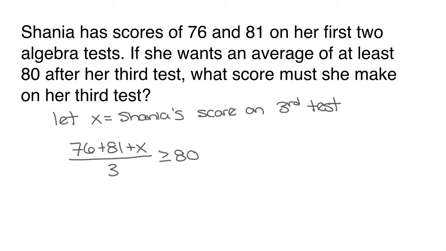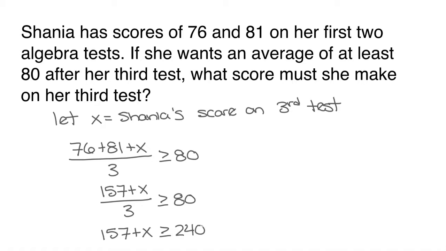To solve, let's simplify in the numerator by combining like terms. So we add 76 plus 81 is 157. We have 157 plus x all over 3 is greater than or equal to 80. And to begin to solve for x, we'll multiply both sides of this inequality by 3. We have 157 plus x is greater than or equal to 240.